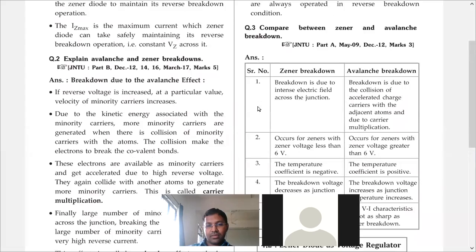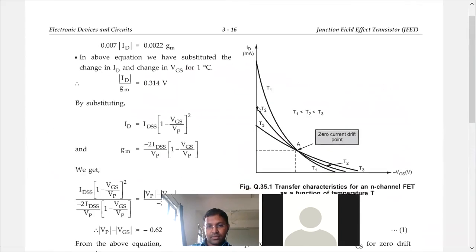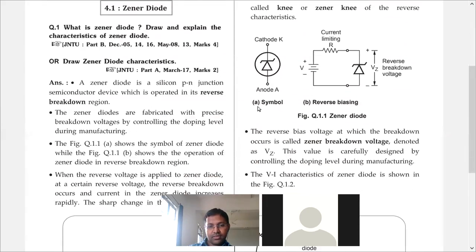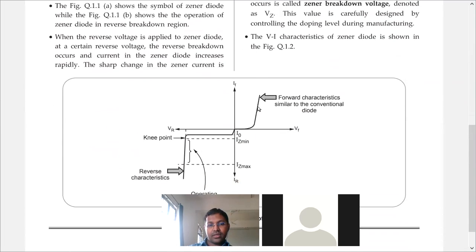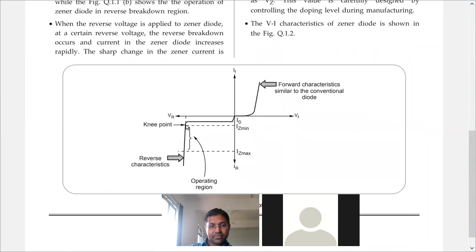For the Zener diode, this is very sharp.